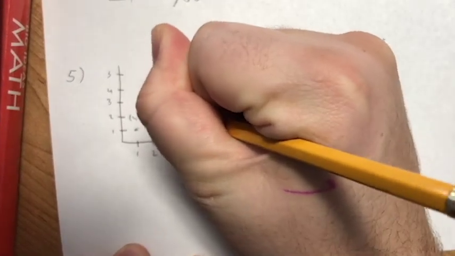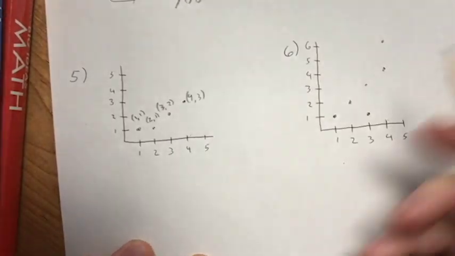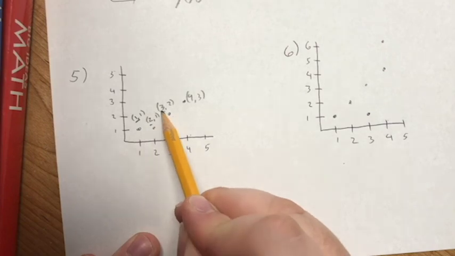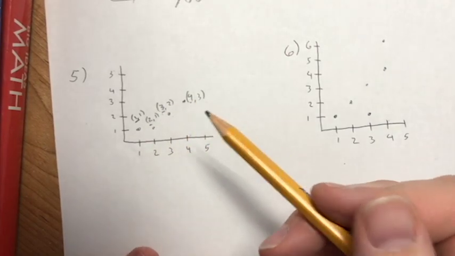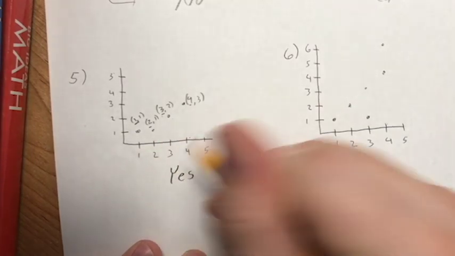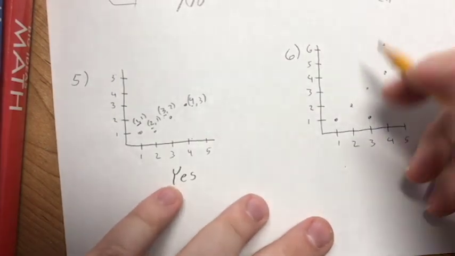This would be 3 and 2. And this would be 4 and 3. If we were to look at the ordered pairs, now let's look at each of the x values. I have 1, 2, 3, and 4. Did any x values repeat? No, it didn't. So yes, this is a function. No x values repeated. Let's look at this next one.